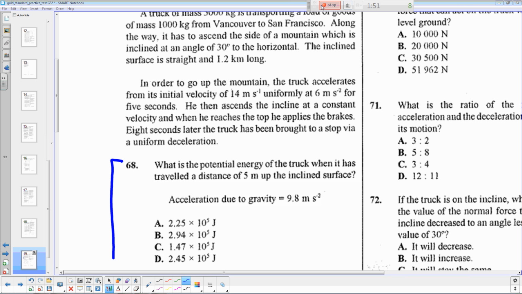If you finish 68 and you have your book open, you can go on. We're going to look at number 69 and maybe 72. It's on GS 219 in your book.